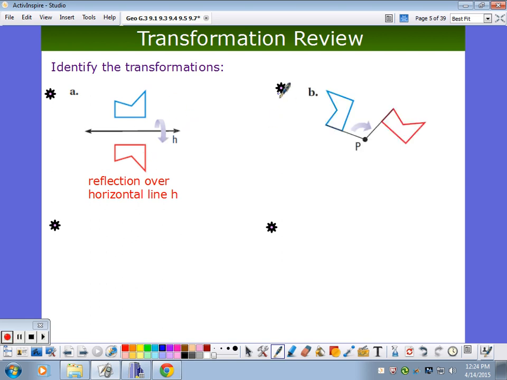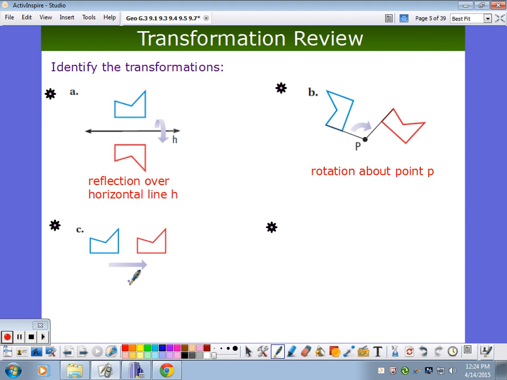All righty, what do we have here? Okay, 90 degrees around this point P. So a 90-degree one, what would be a 180 one? That would be all the way around, halfway, right? So we went a quarter of the way, so that is a 90-degree rotation. Nice.